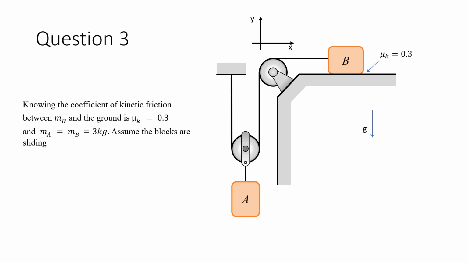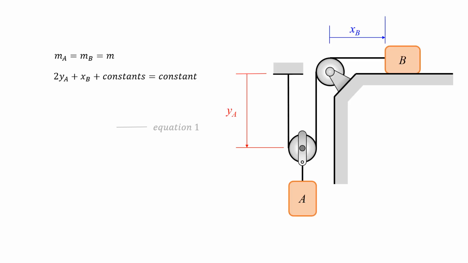Final question, this turned out to be kind of difficult. Knowing the coefficient of kinetic friction between mass B and the ground is mu k equals 0.3, both of the masses are 3 kilograms. Assume the blocks are sliding, and this covers sections 3.2 to 3.3. So it's a free body diagram.